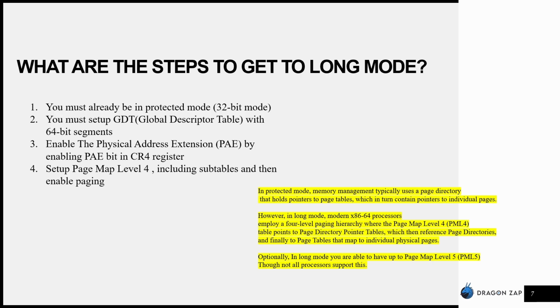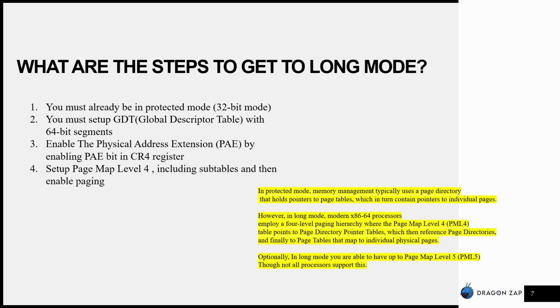Like I said, in protected mode memory management, we typically use a page directory, and that holds pointers to page tables, which in turn contain pointers to individual pages, right? Depending on how you've set up paging, it can go a couple different ways. In some cases, you can just point directly to larger pages and things like that, right? So in long mode, things are done a little bit differently. We employ a 4-level paging hierarchy, and it can even get to 5 levels, but not all processors support the 5th level. So we're only going to support up to PageMap level 4 in this course.